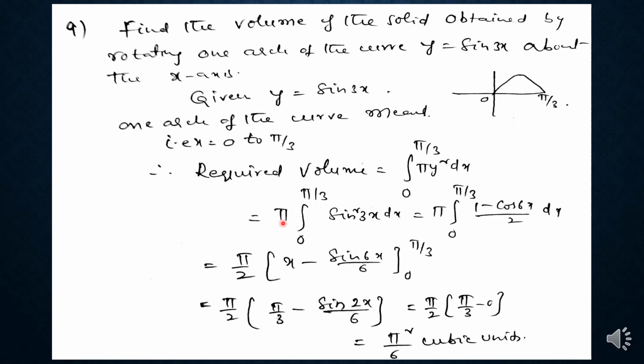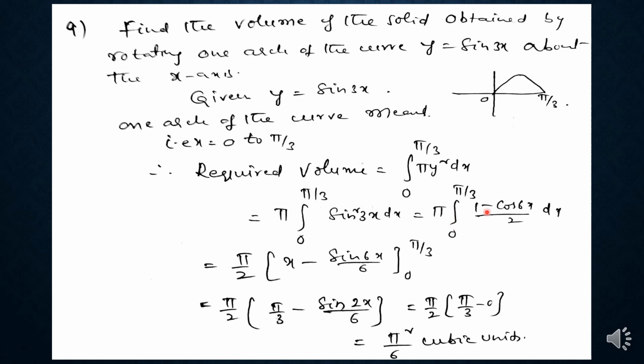That is pi into integral 0 to pi by 3. What is y here? Sin 3x, sin 3x whole square. That is sin square 3x dx. So we don't have a direct sin square x formula in the integration. So we should convert it in terms of cos 2x, that is pi into integral of 1 minus cos 2x by 2. Here x means 3x. Cos 2 of 3x means 1 minus cos 6x by 2 dx.